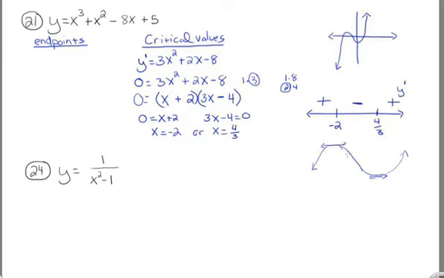So what that tells me is that at -2 we have a local maximum, positive to negative, and at 4/3 we have a local minimum, negative to positive. So now what remains is trying to figure out if these values are going to be the absolute max and minimums, or if they're just kind of random local mins and maxes.